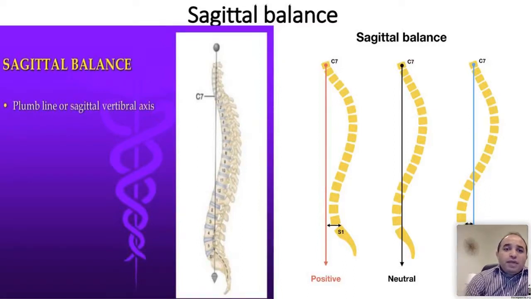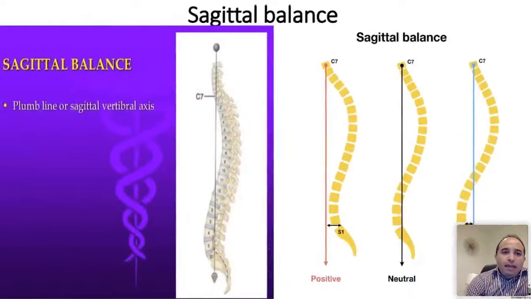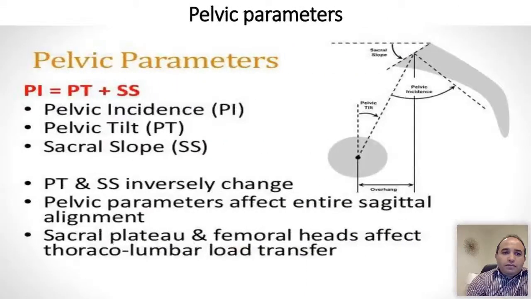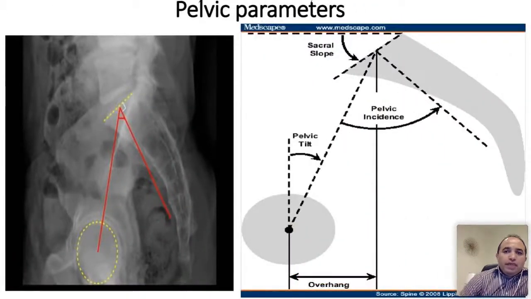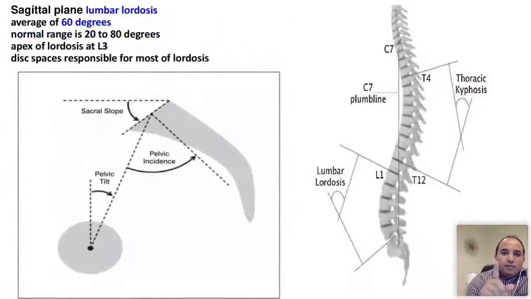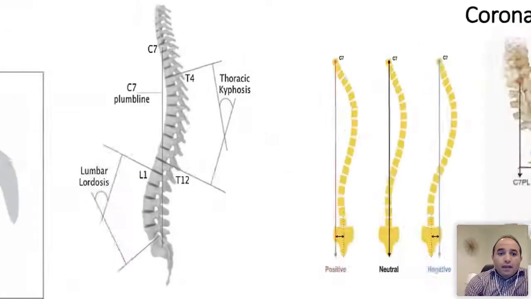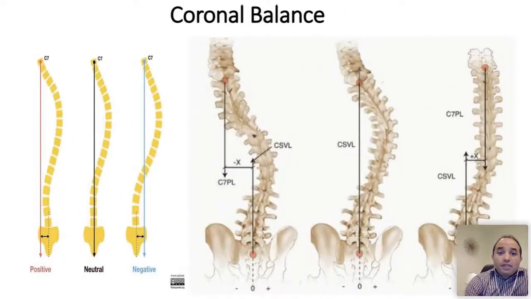So the balance should be in the sagittal and coronal planes. In the sagittal view, the plumb line should go from C7 down to S1, and the coronal view should also show the pelvic parameters, like the pelvic incidence, which can distribute the weight from the head and from the body down to the legs. All these parameters, this is a coronal balance.